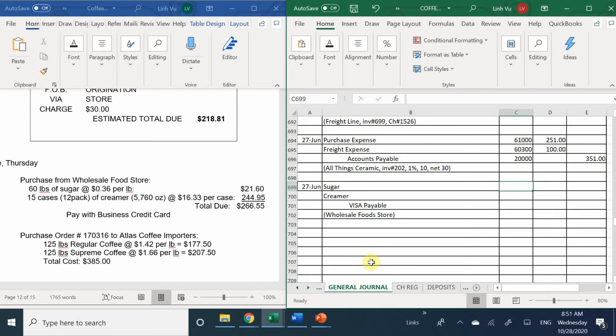Okay, for the sugar, 2 pounds of sugar, 34 pound is 21.60. So what amount for sugar? Here, 21.60 and 244.95 is what I heard. Actually, the correct total for sugar is $21.60. So yeah, $21 and 60 cents. Oh, sorry, I see. I made a typo.